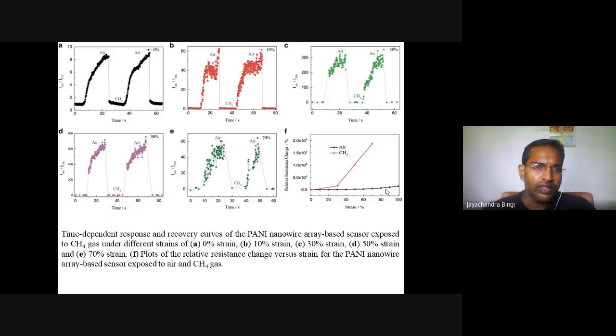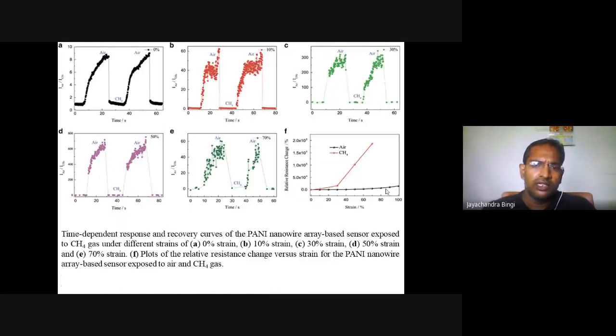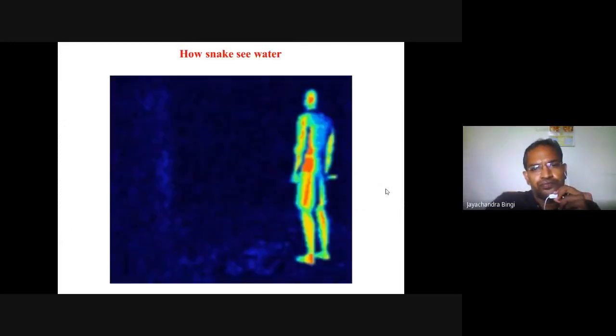Now you see, these are the different changes that came in the case of different surrounding environments. It is presented here only as an example. So how can we make a bio-inspired sensor? At the same time, you can see this one. My question here is: how do snakes see water?